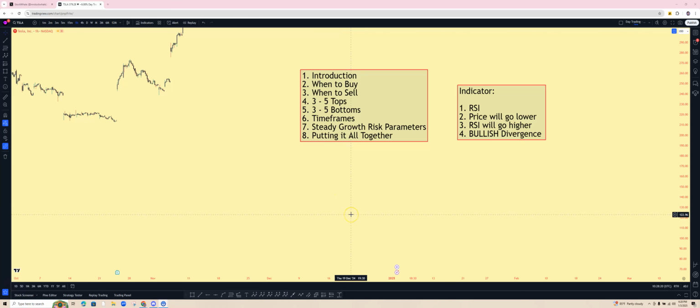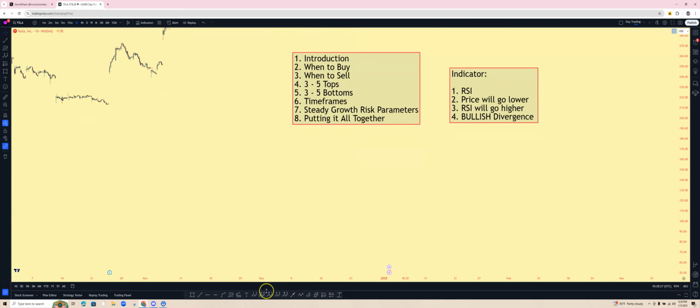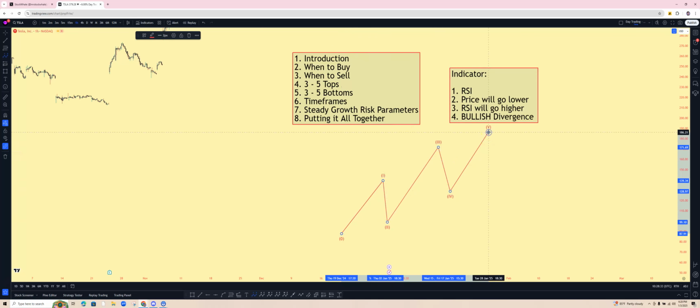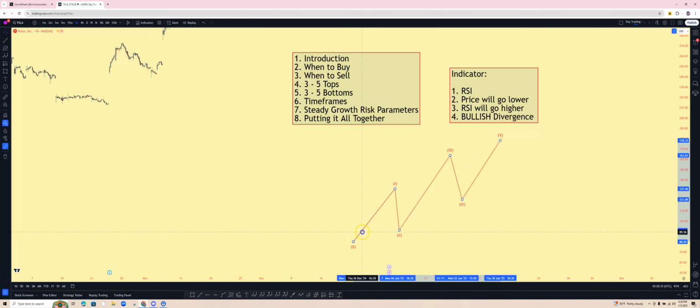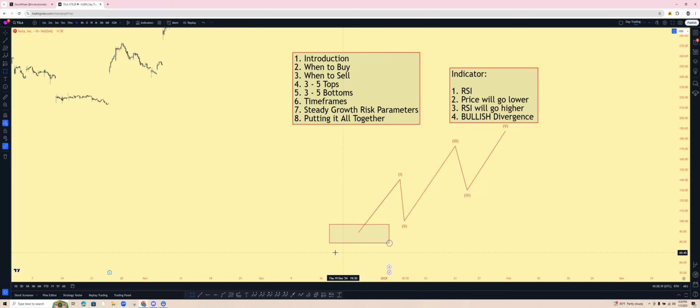We just talked about 3-5 tops, and now we're going to be talking about 3-5 bottoms, guys. The whole point of the 3-5 bottoms is to identify where the start of this uptrend is. Essentially, we want to buy here. We want to buy there. So in order to understand that, we're going to do my 3-5 technique, my 3-5 strategy.